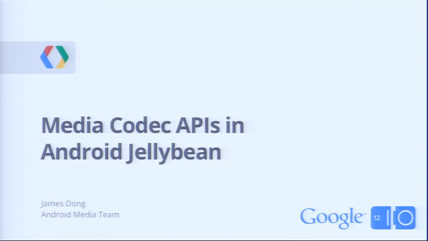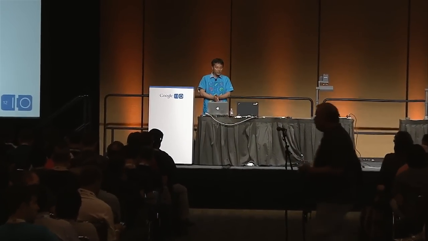Today, I'm here to present you a set of new low-level media APIs we published in Android Jellybean release. This set of low-level media APIs allows the Java applications to directly access the low-level decoding and encoding capabilities of the media codecs available on a specific Android device.